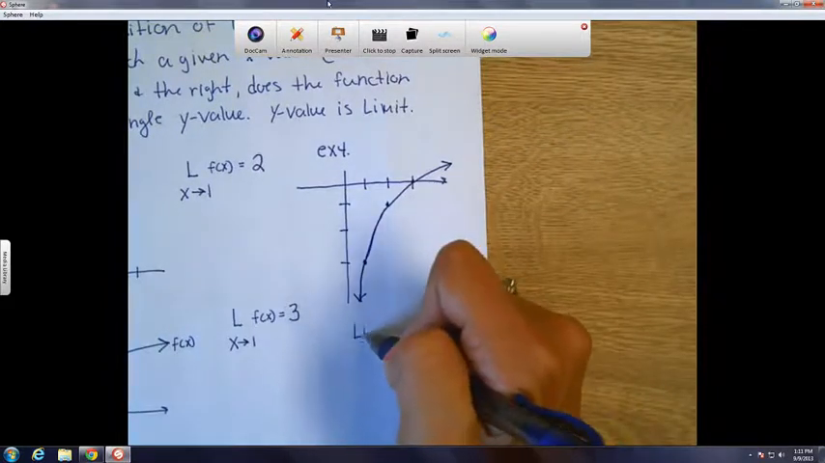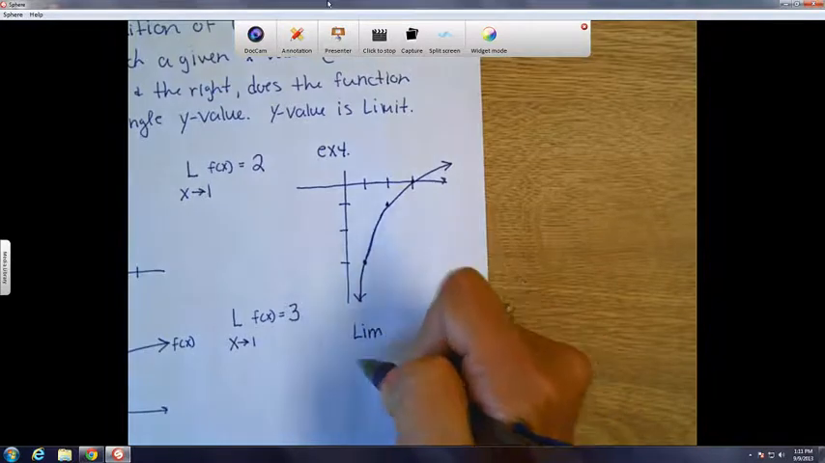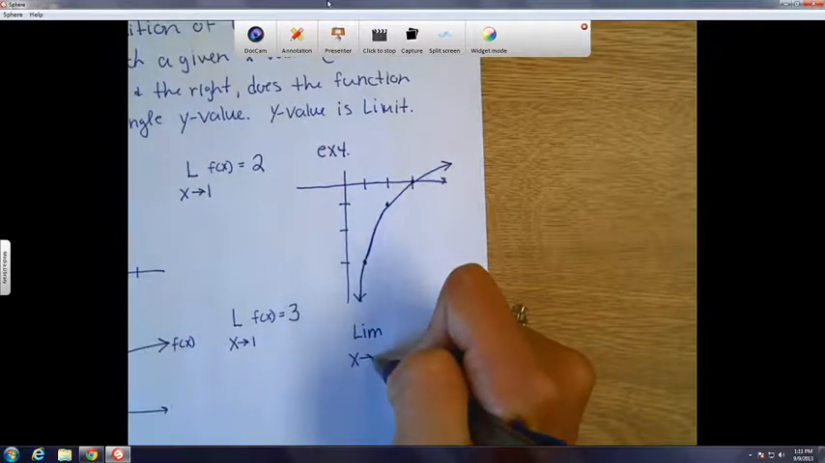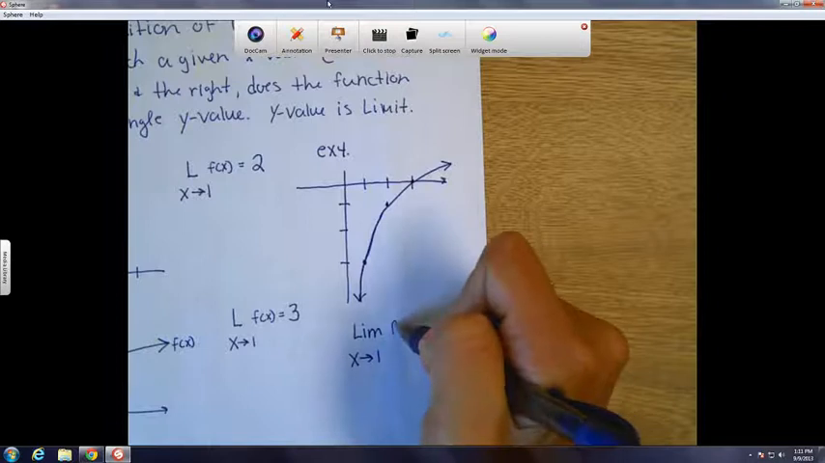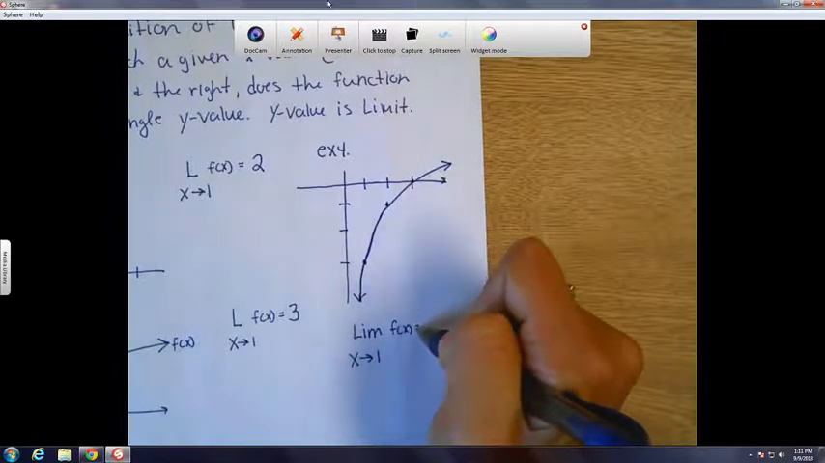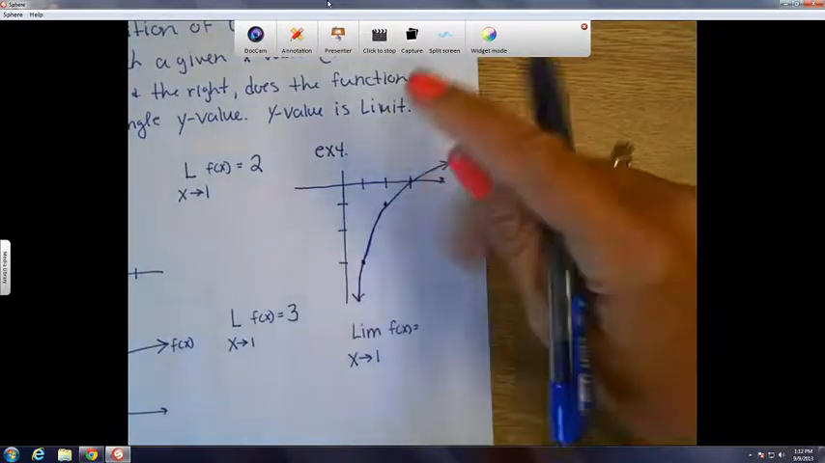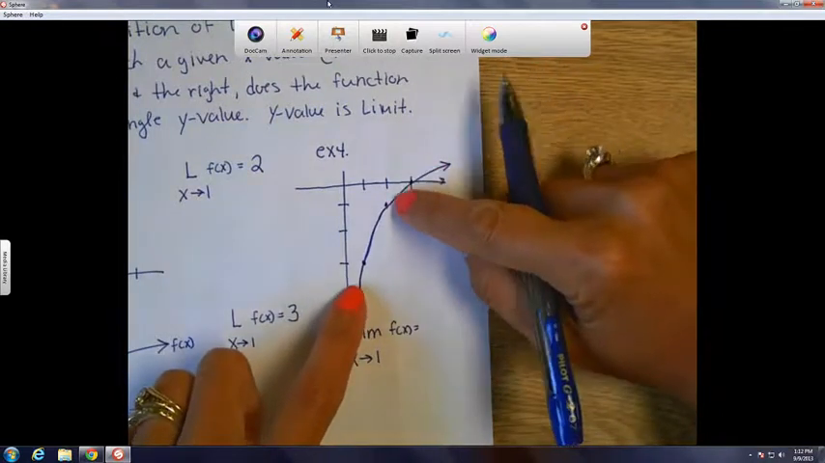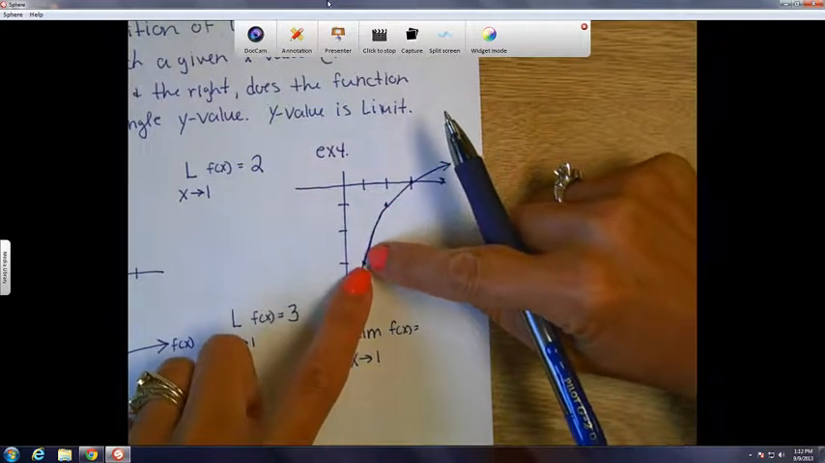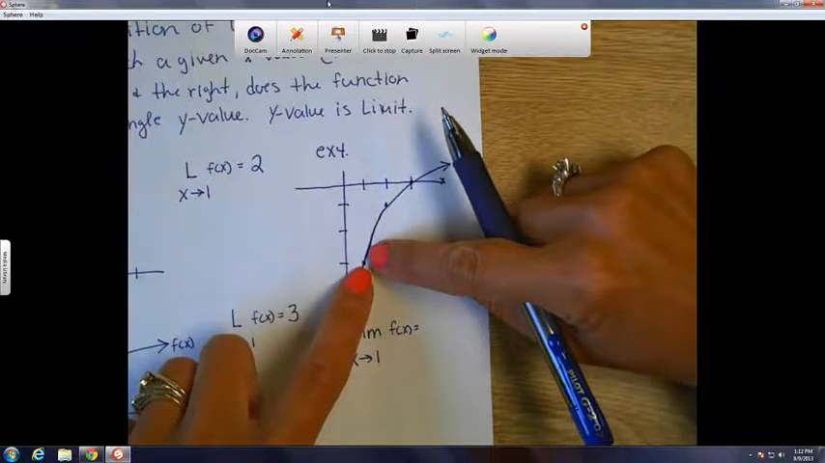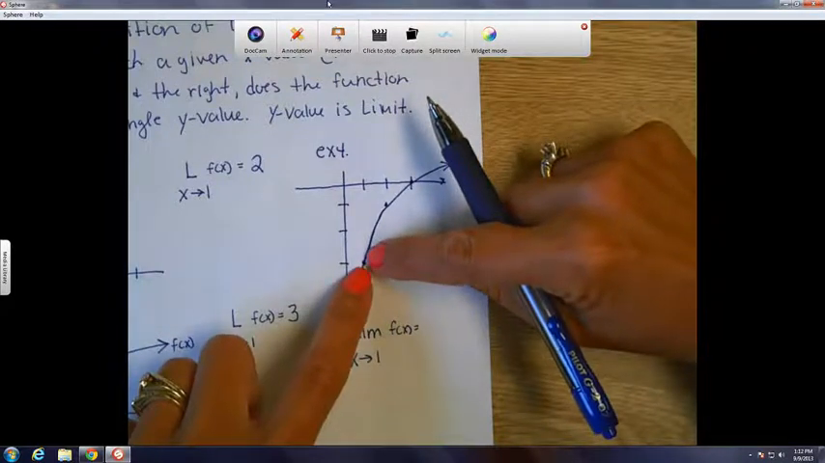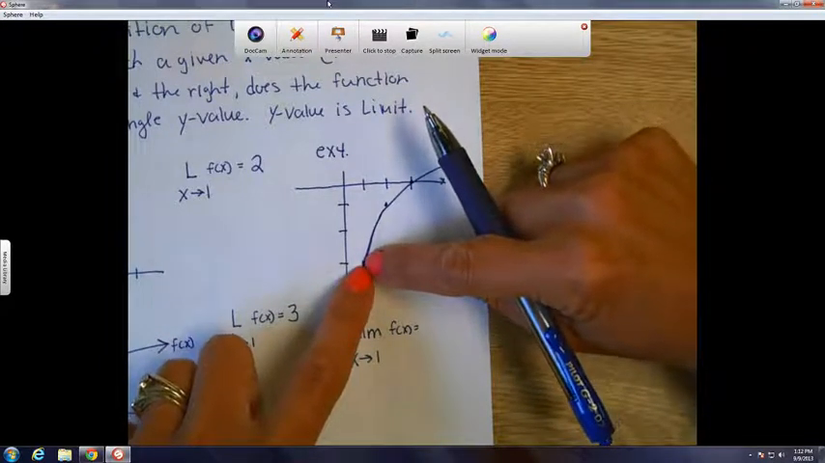So is there a limit as x approaches 1 of f of x? Okay, here's the x value of 1. So I'm going to slide my fingers together until I approach 1. And what y value am I getting closer and closer to? As long as your fingers are coming together, you are getting closer and closer to something. And it's negative 3.